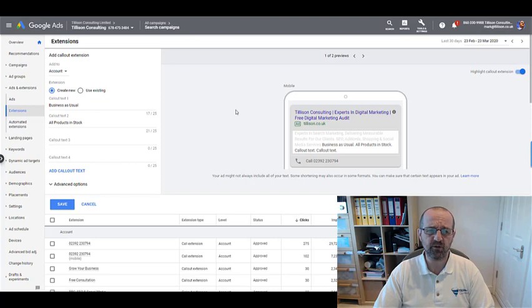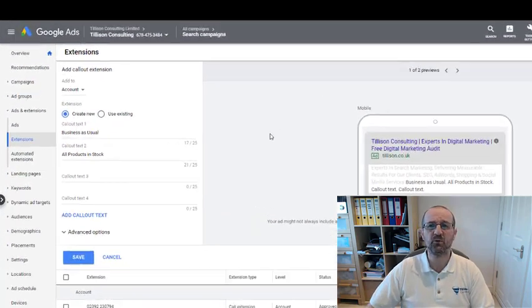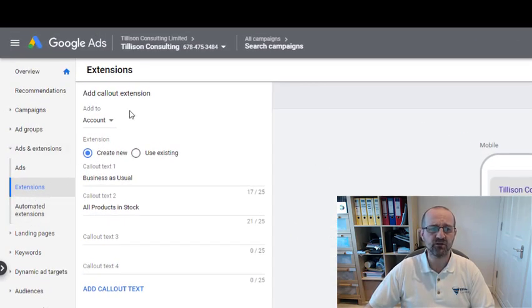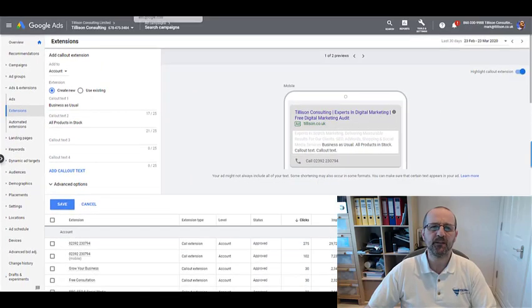So the first step I would say is to head into your campaigns, head into extensions and add callout extensions if you don't already have them. And then put something like business as usual or products in stock. Just reassure people that if they do engage with your business, you're there to answer them, or you can provide the product or service. So that's the first one. Just add extensions or replace the ones that you've got, and just reassure people that it's business as usual, that you are available, they're going to get the product or service that they need.